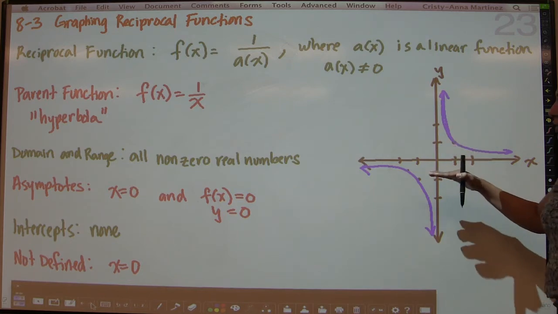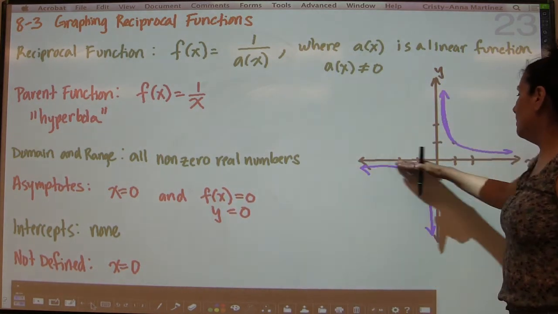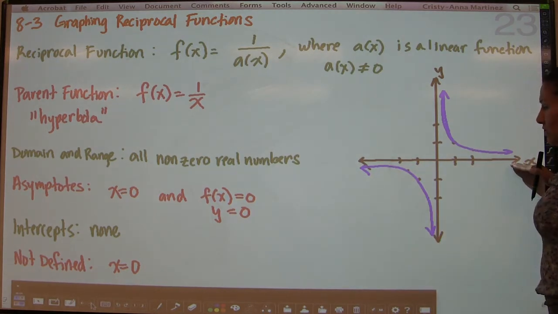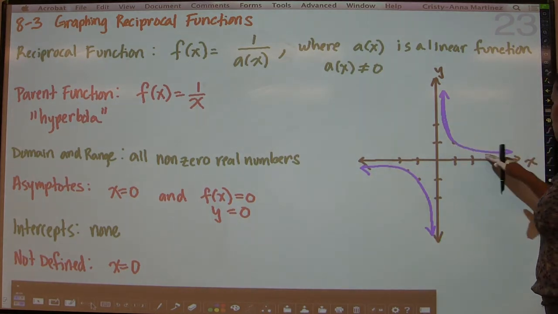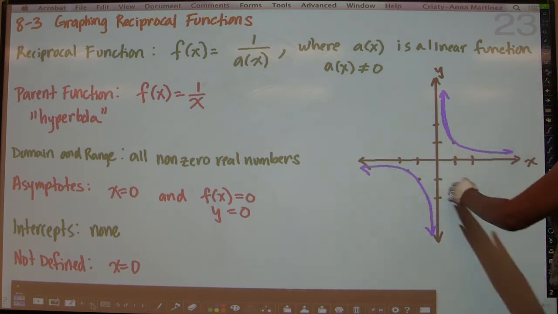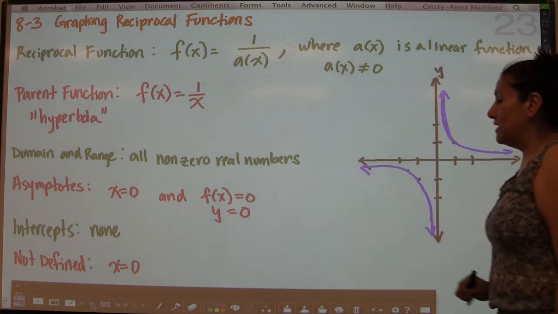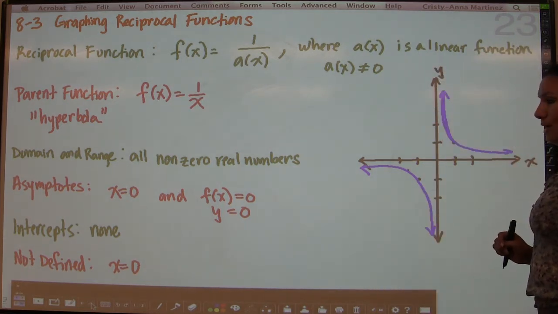And then also you have f of x equals 0, which is the same thing as y equals 0, a horizontal line, so a horizontal boundary where the graph again is approaching that line but never actually crosses it. So you have both a vertical and a horizontal asymptote. Intercepts in this case are none because it never crosses the x or y axis.